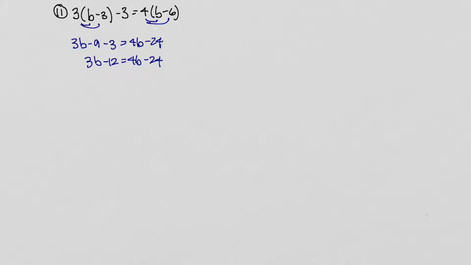So let's get the 3b on the right side by subtracting 3b. And doing so is going to give us 3b minus 3b. Those b's are gone. We get negative 12 equals, and then 4b minus 3b leaves us with a b, and then a minus 24. One more step. Let's just add that 24. So what we're going to do here is we're going to add 24. So negative 12 plus 24 gives us positive 12. And over here, negative 24 plus 24 gives us a 0, so we just get the b. So there we go. What is b? b is 12.